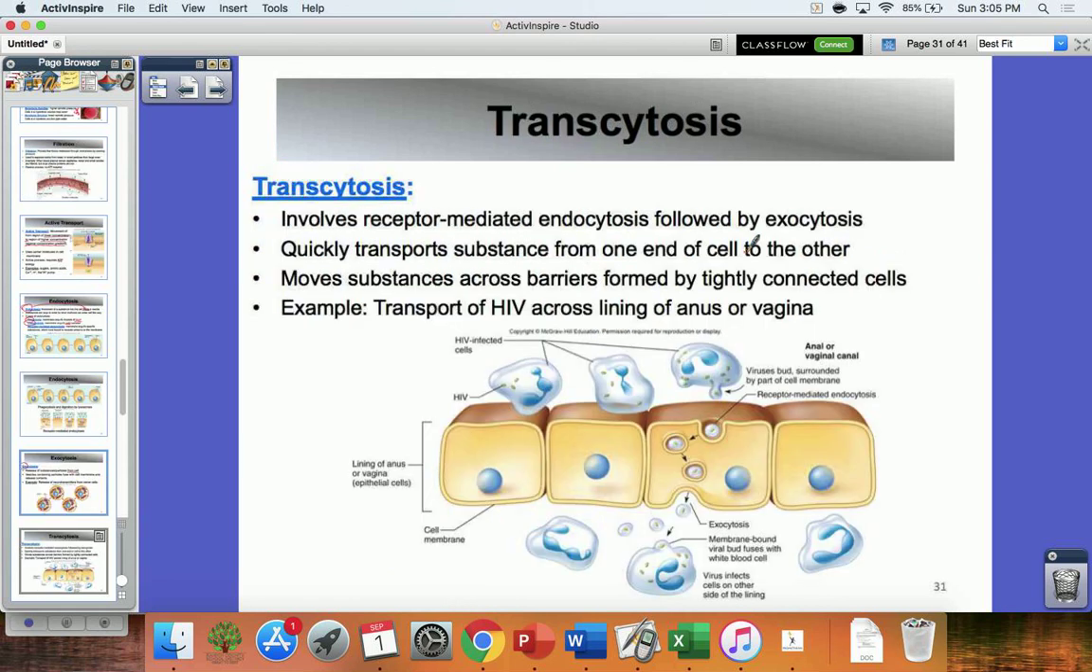And then we have transcytosis. Transcytosis means to change or to go from one place to the next. And so it is going to be receptor-mediated endocytosis. So it's endocytosis, but immediately followed by exocytosis. So something is first engulfed and then is going to exit. So endocytosis followed by exocytosis.